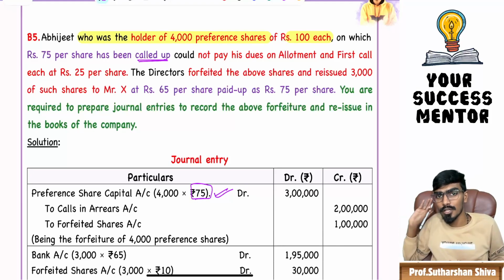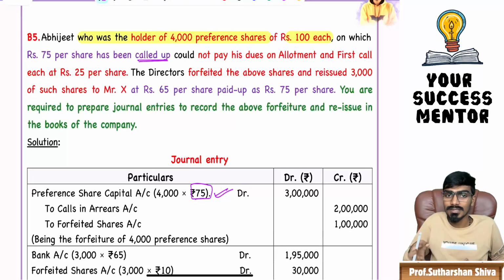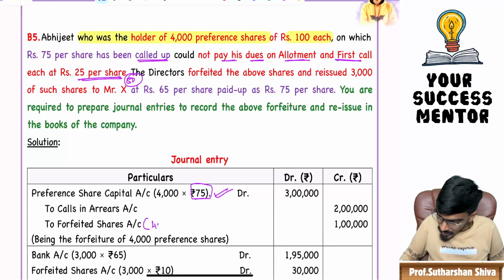The company is not asking you to pay the remaining 25, right? The company is just asking for 75, and only that value will be debited. He could not pay his dues on allotment and in the first call itself. Each 25 means he is not ready to pay 50 rupees, just paying 25 rupees. So the forfeiture shares amount is nothing but 4,000 into 25, which will give you 1 lakh.